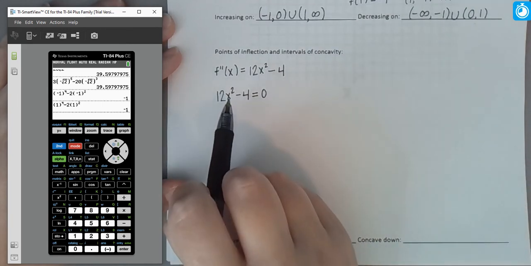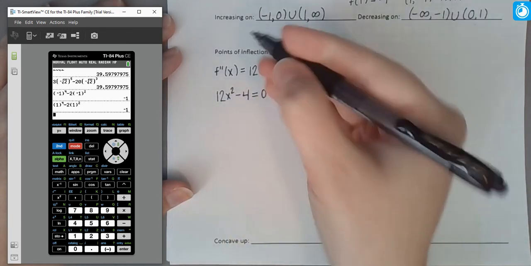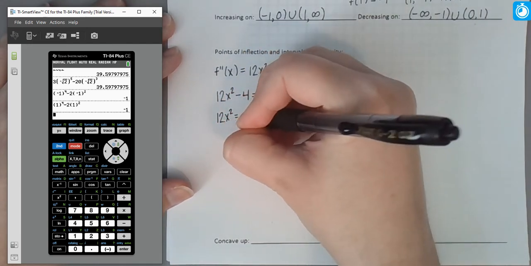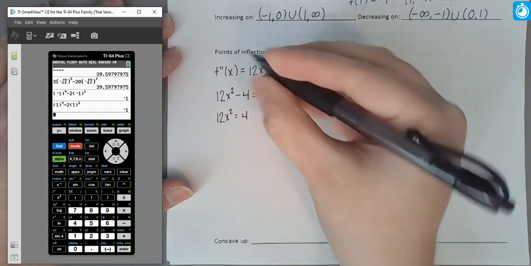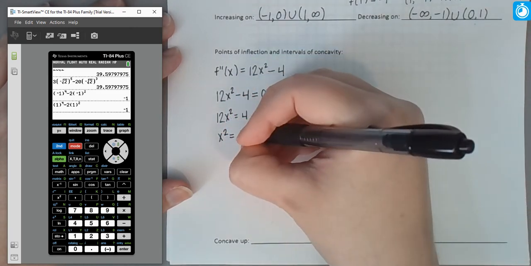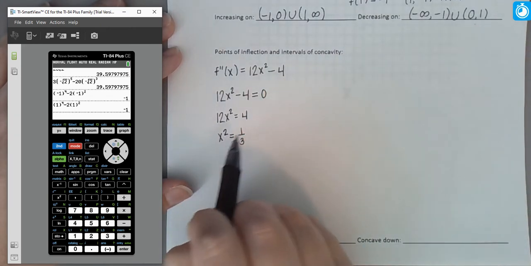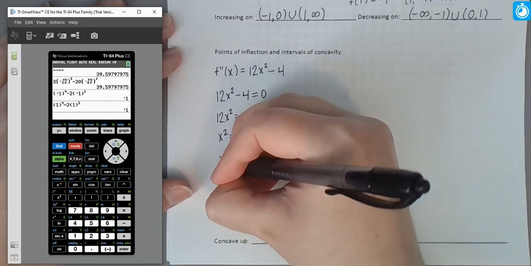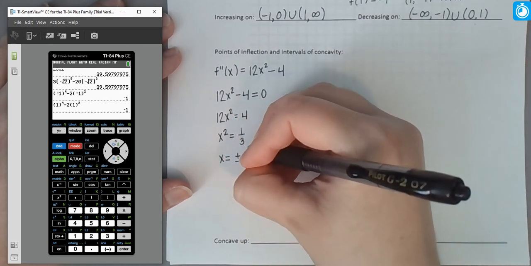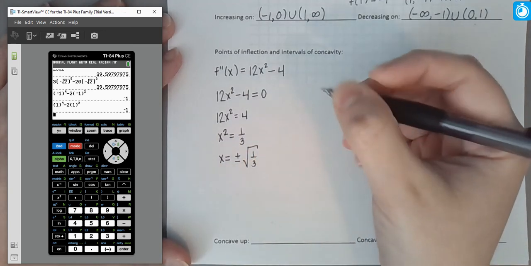Okay, now here we only have one instance of our variable, which means we can just isolate that. So add 4, move it over. So 12x squared is equal to 4. We're going to divide by 12. So x squared is equal to 4 over 12, which reduces to 1/3. And then we need to take the square root of both sides. Now remember, when you take a square root in an equation, you need your plus minus. So square root of 1/3.